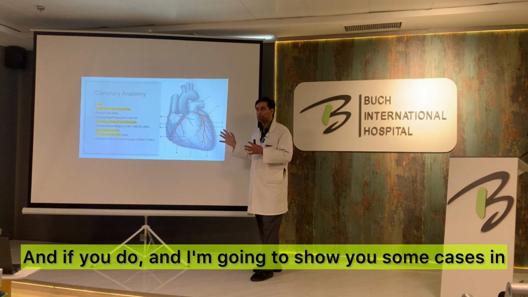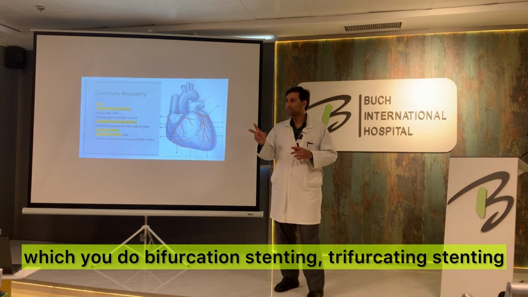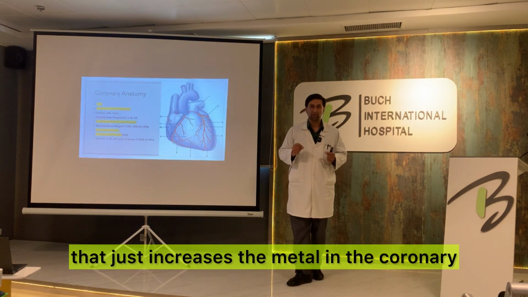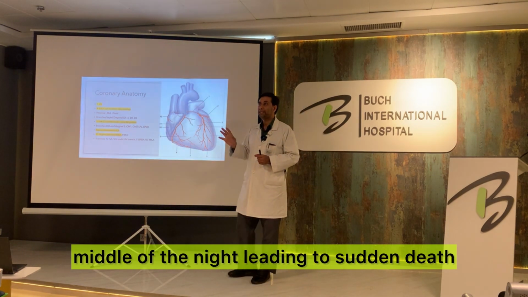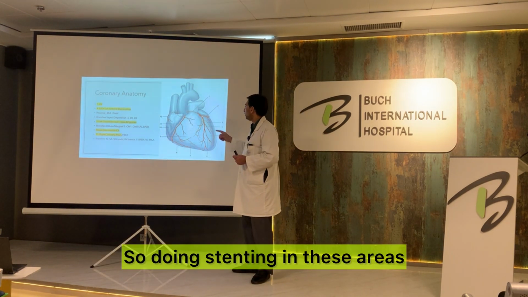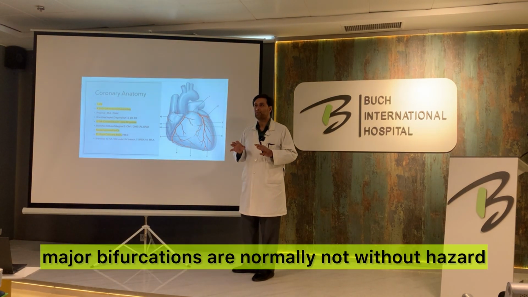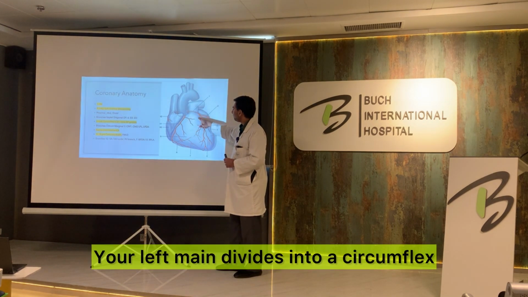Because a stent is a simple straight tube. And I'm going to show you some cases in which there are attempts at bifurcation stenting, trifurcation stenting, that just increases the metal in the coronary and the chance of developing a clot in the middle of the night leading to sudden death. So doing stenting in these areas, major bifurcations, is normally not without hazard.